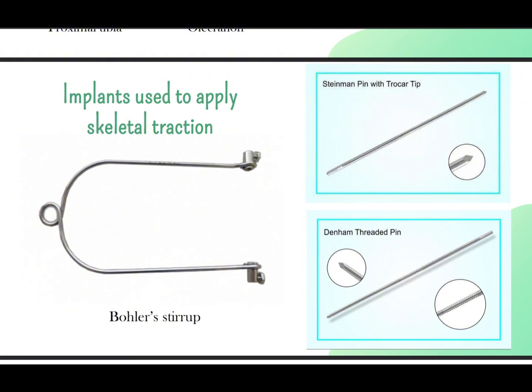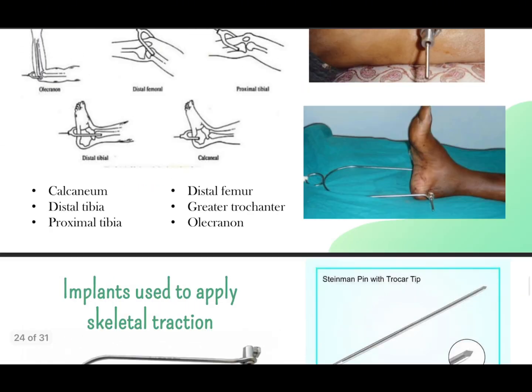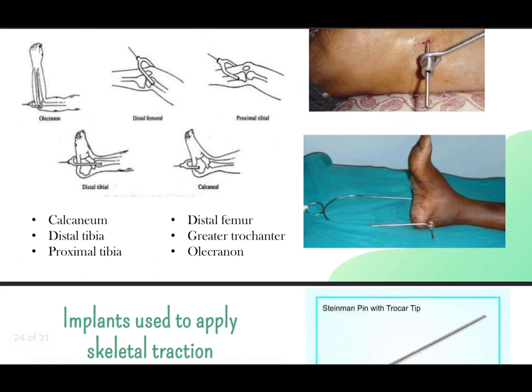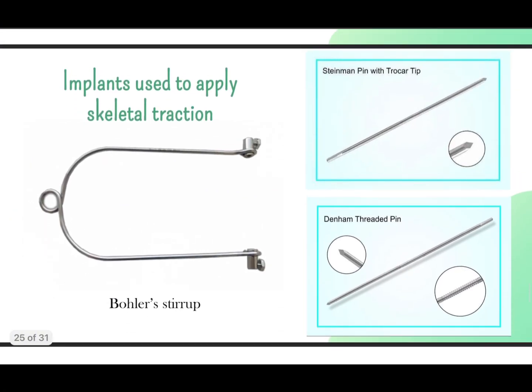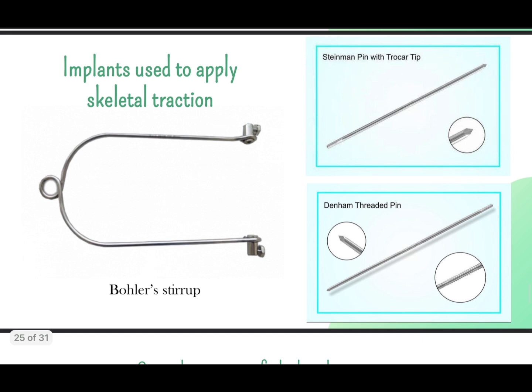inside, unlike the cortical bone, which is compact and does not require any thread in between for the grip. Whereas in cancellous bone, like the calcaneum, which is also a type of cancellous bone, we need to use Denham's pin, because if we use the Steinmann pin, it may lose the grip and slip out. Denham's pin has a thread in between, so it provides a firm grip to the cancellous bone and to the osteoporotic bone.